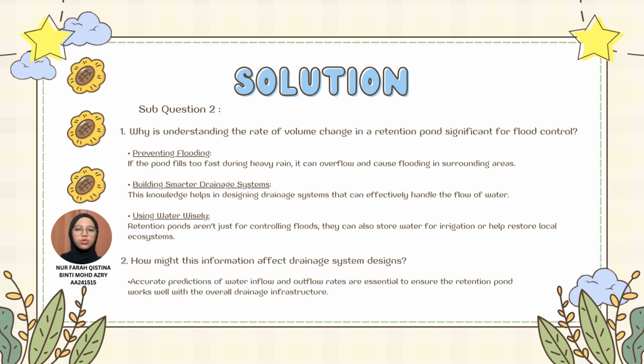Solution, sub-question 2. 1. Why is understanding the rate of volume change in a retention pond significant for flood control? First, preventing flooding. If the pond fills too fast during heavy rain, it can overflow and cause flooding in the surrounding area. Second, building smarter drain systems. This knowledge helps in designing drain systems that can effectively handle the flow of water. Third, using water wisely. Retention ponds are not just for controlling floods, they can also store water for irrigation or help restore the local ecosystem.